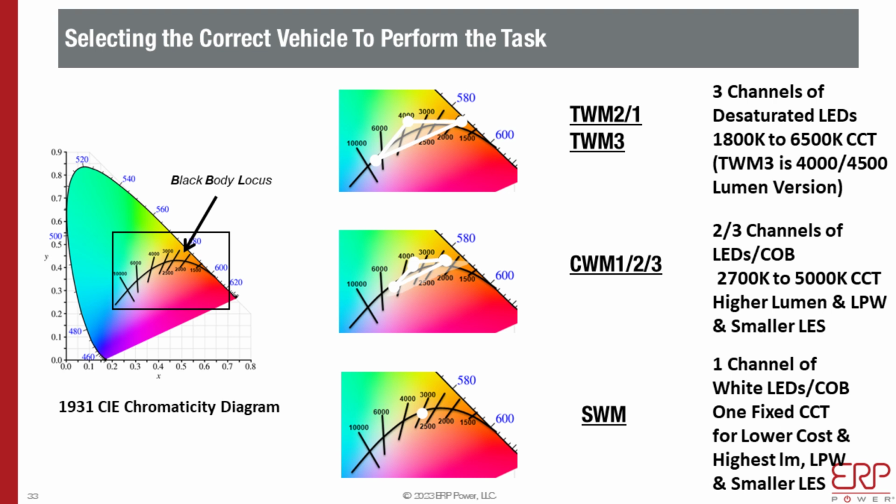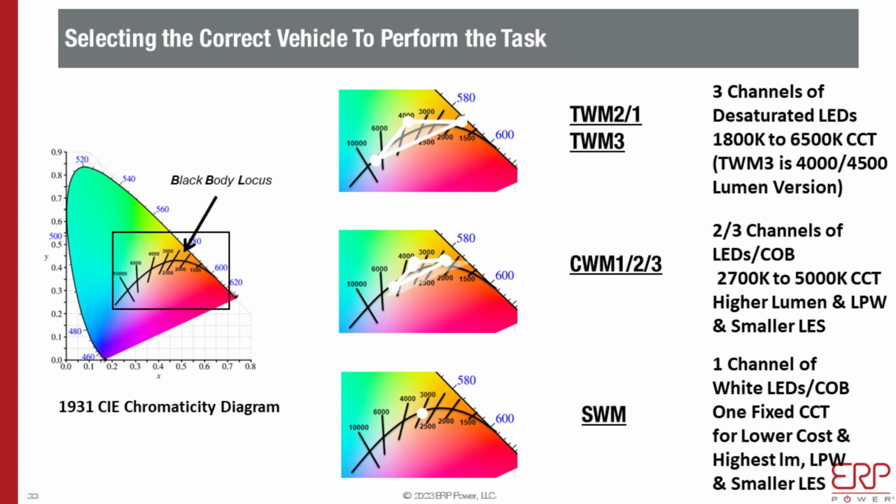So let's move on. So we have TWM2 and TWM1. It's a 3-channel puck, so we use saturated LEDs. And CWM is basically a 2-channel or 3-channel version of this. Essentially, think of it as a COB that has 2 channels, but the range of the CCT is 2700 to 5000, so slightly tighter, but it can give you more lumen and higher efficiency at a smaller LES.